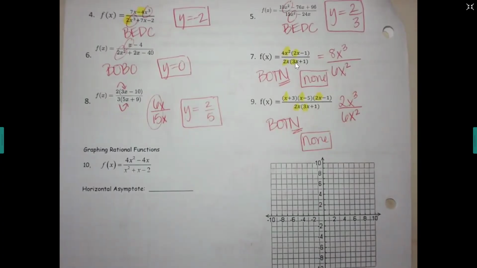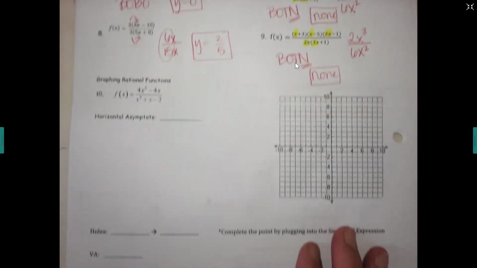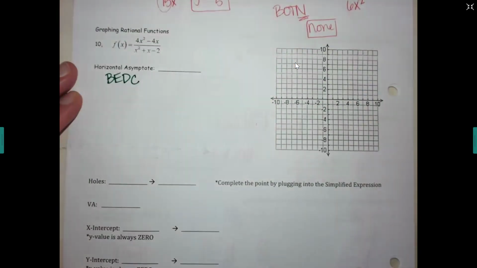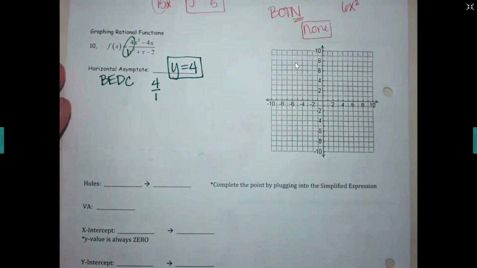Okay, so now what we're going to do is take what you learned last class plus Bobo, Bottom, and Betsy, and we're going to put it all together. Take a look at number 10. The first thing you're going to find is the horizontal asymptote, which is what I just taught you. Is it a Bobo, a Bottom, or a Betsy? Betsy. So I'm going to write here Betsy. Remember, that means I'm going to divide the coefficients. That counts as a 4 divided by 1, which means y equals 4 is my horizontal asymptote.